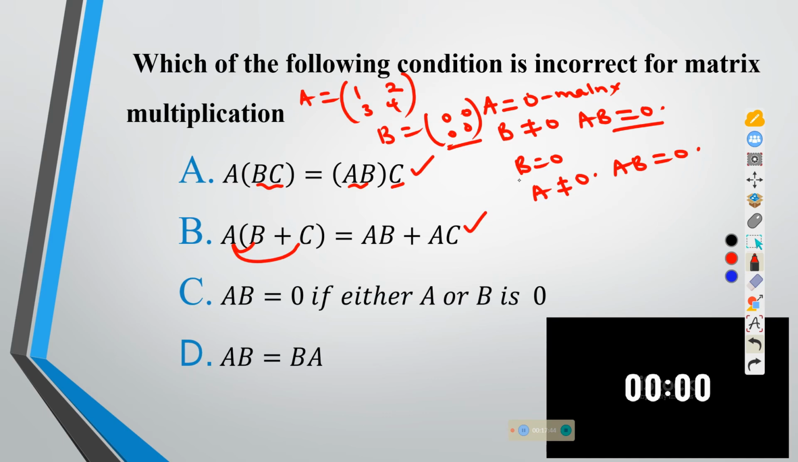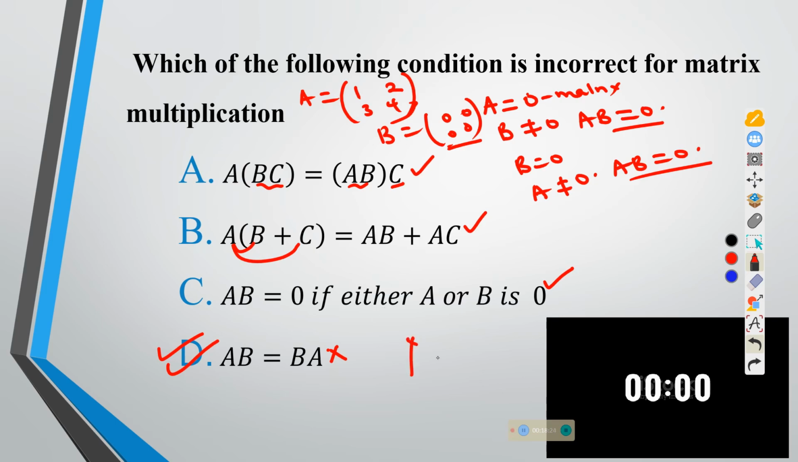So if you also do the vice versa, that is if B is taking up this one maybe and A is a zero matrix, you should be able to get a zero matrix. So it means this is also true. Then we are looking for the condition which is incorrect for matrix multiplication, and this one here is not correct because AB is not equal to BA. Because matrix multiplication is not commutative in general, though it holds for some specific cases.